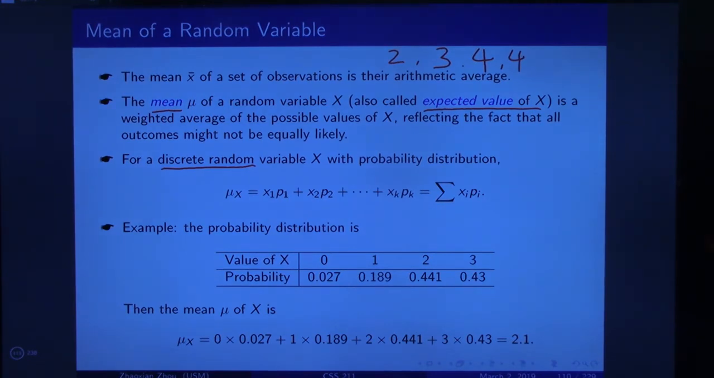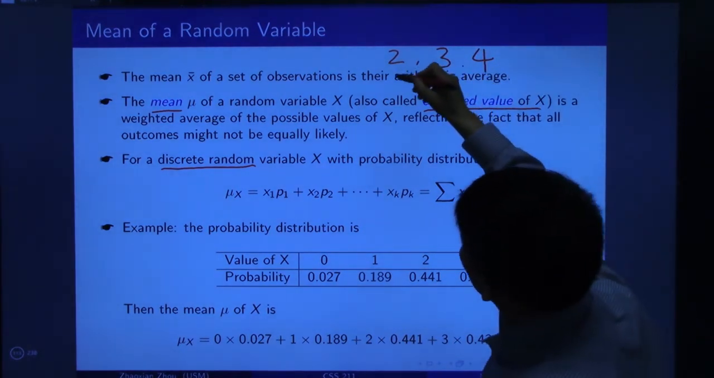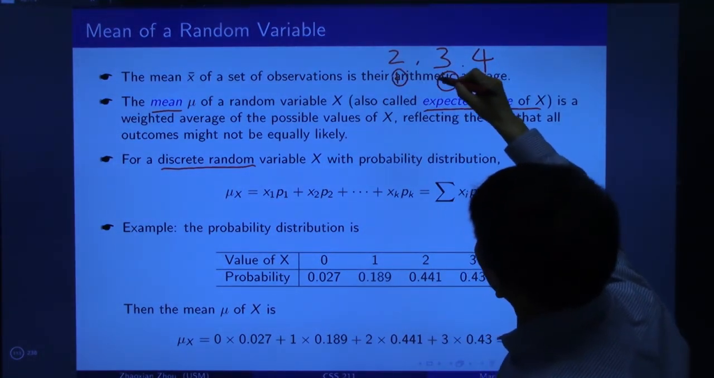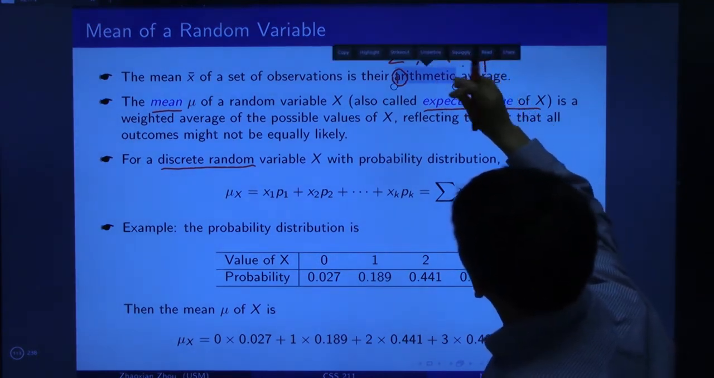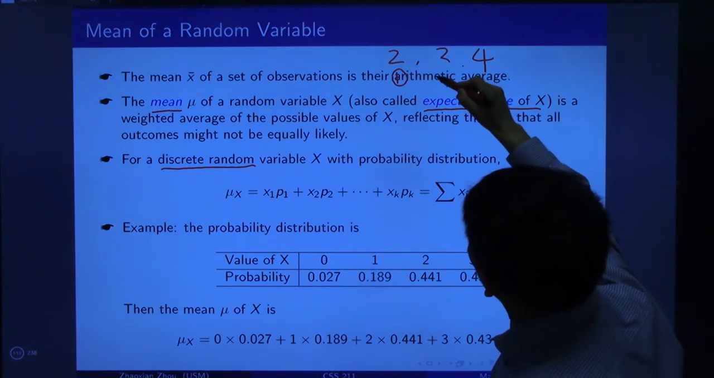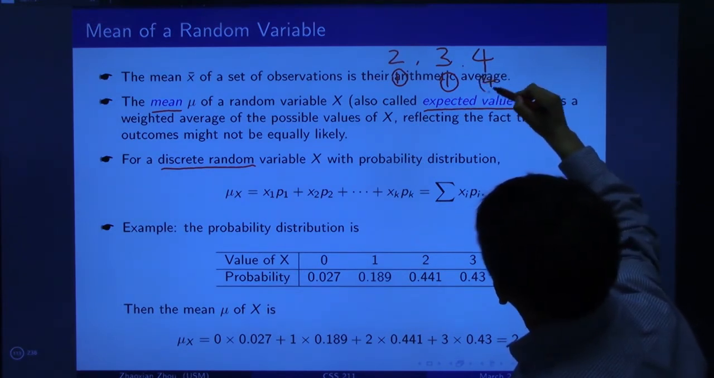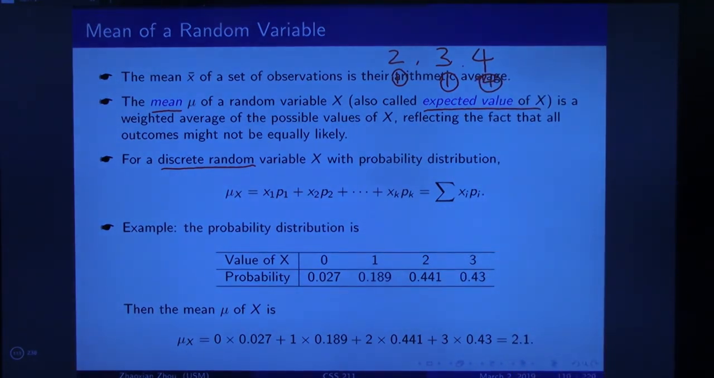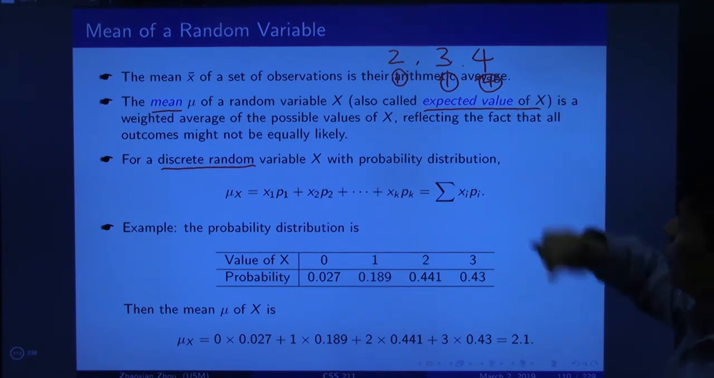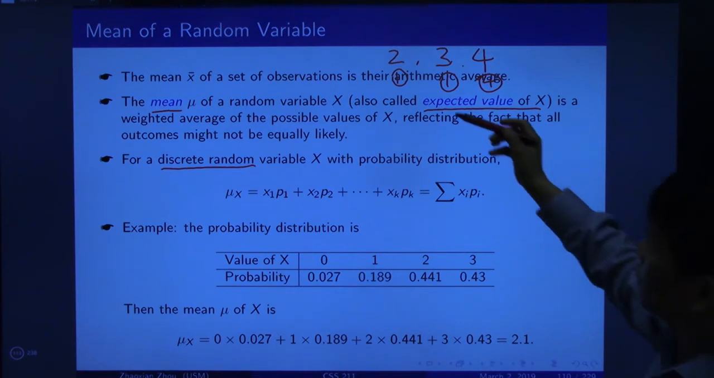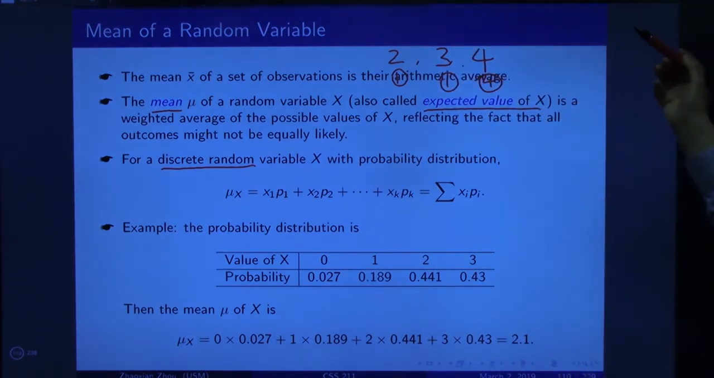How about if you take more courses? One course you get 2, another course you get 3, and you have, for example, 4 courses where you get 4. You're taking 6 courses totally, and 4 courses you get 8. What is your GPA? In that case, you cannot just add 2 plus 3 plus 4, then divide by 3. You cannot do that, because this 4 occurs more frequently than 2 and 3. So that is the mean of a random variable.